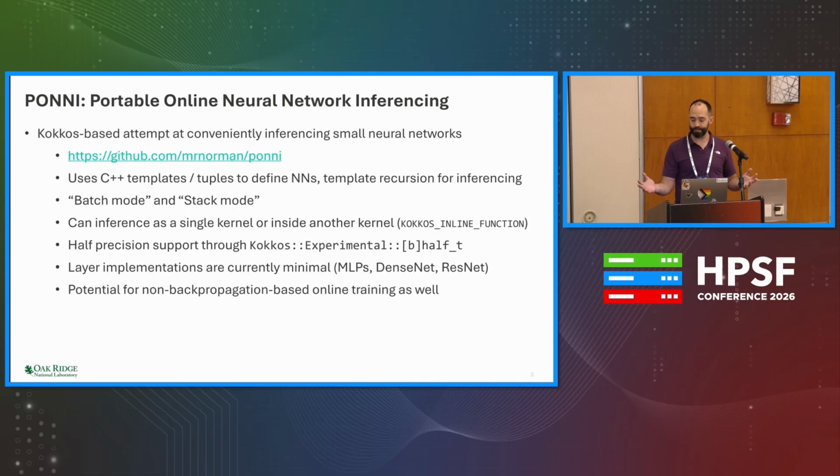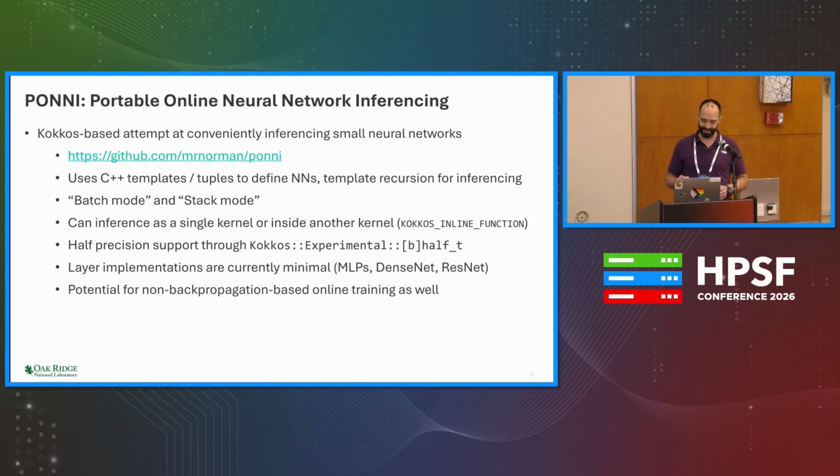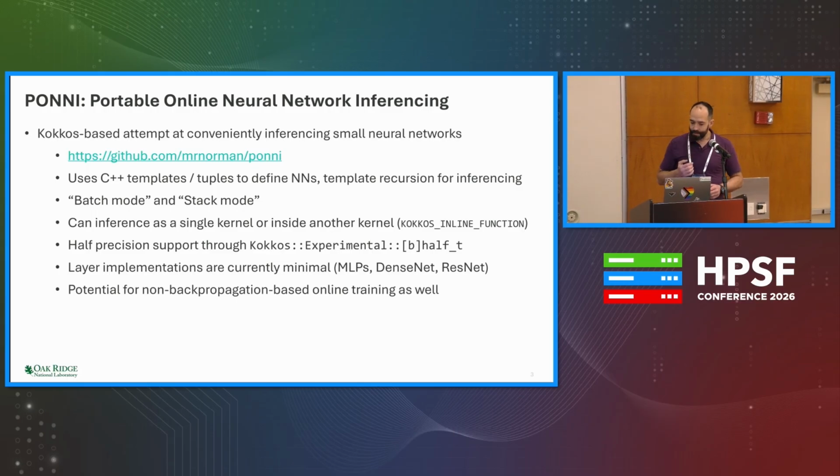So this is kind of a proof of concept of how we can conceive of something that can be quicker. I've written a prototype code on GitHub called Portable Online Neural Network Inferencing. Really, I just made that to get the acronym PONY. So lots of puns to be had there.